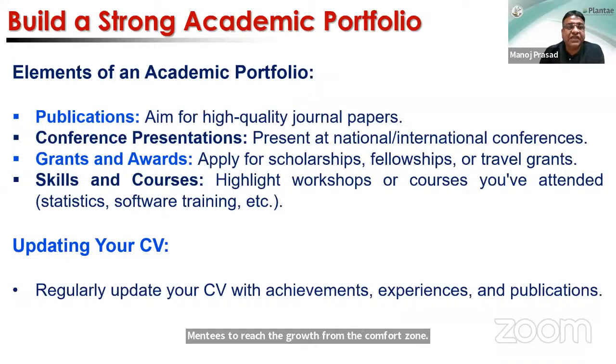So what are the elements of the academic portfolio? In our field, publication, patent, and product are the main things. So the mentee should aim for high quality journal publications.